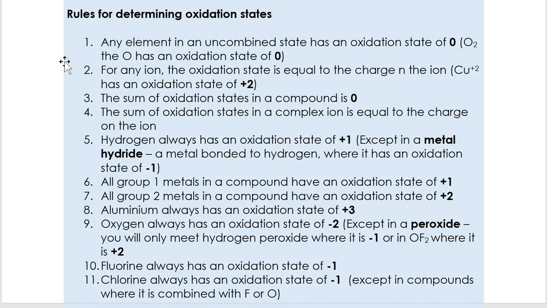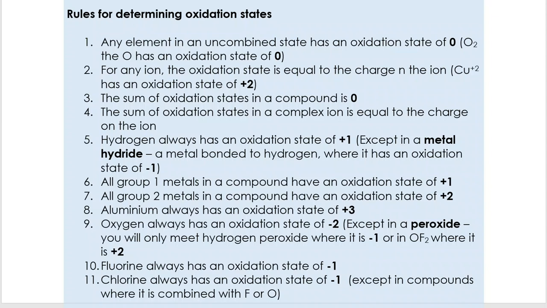So any element uncombined will be 0. The sum of the oxidation states in a compound is 0. In a complex ion, the sum of the oxidation states is equal to the charge on the ion. And then we've got things like group 1, always +1, group 2, always +2. And then we've got some much more specific ones. And I'm going to recommend you take the time to read through these. Hopefully you've got these as notes somewhere that you can refer back to until you're confident with them.